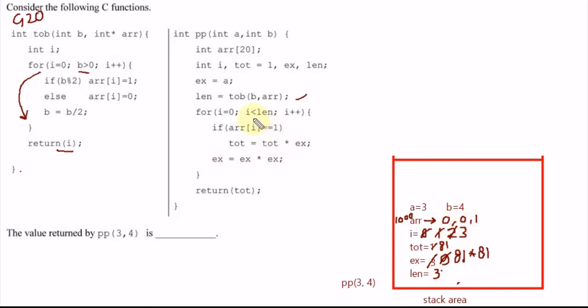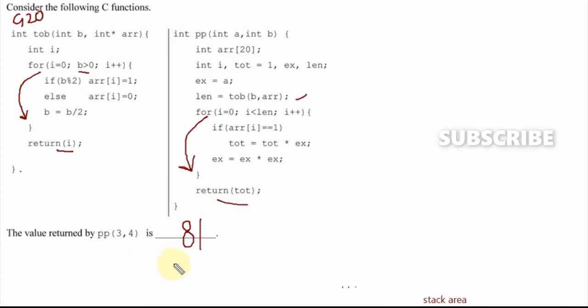This condition is false because 3 is not less than 3, so we come out of this for loop, and now we return the value of tot. So tot is 81. The return value from tot will be 81, and after that this function will be popped out from the stack. The return value will be 81, so this is the correct answer of it. Okay, thank you so much.